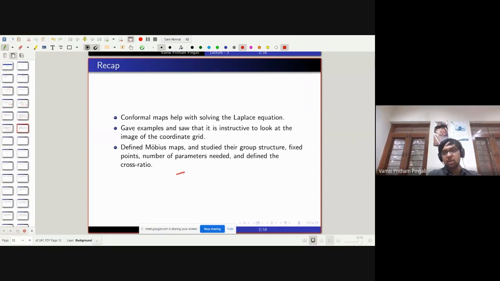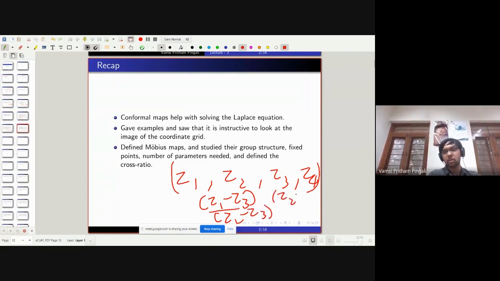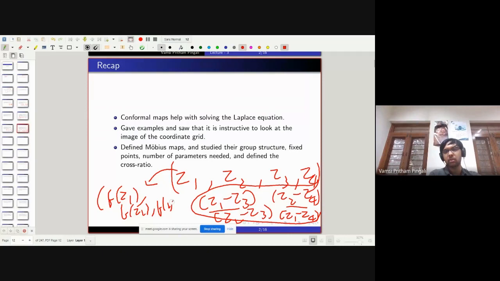And finally, we defined this concept of a cross ratio for 4 points. I could be writing this wrong. Hopefully this formula that I'm writing is correct. It's this quantity. It's a complex number associated to these 4 points. The speciality of this cross ratio is that if you use a Mobius map, let's call that Mobius map F, then these 4 points go to 4 other points. And you can write a cross ratio for those 4 points. That cross ratio and this one will be one and the same. In other words, Mobius maps do not change the cross ratio of 4 points. The cross ratio of 4 points is an invariant under Mobius maps. Okay, so this is what we did the last time.